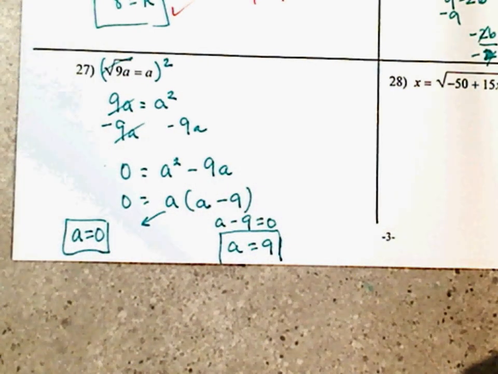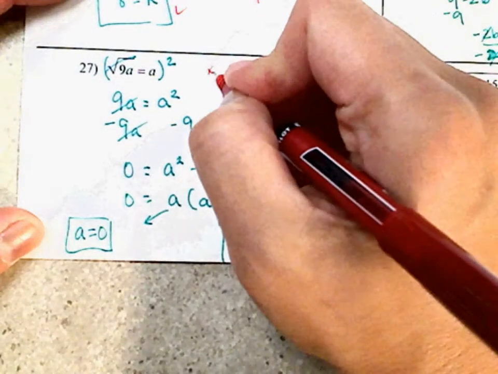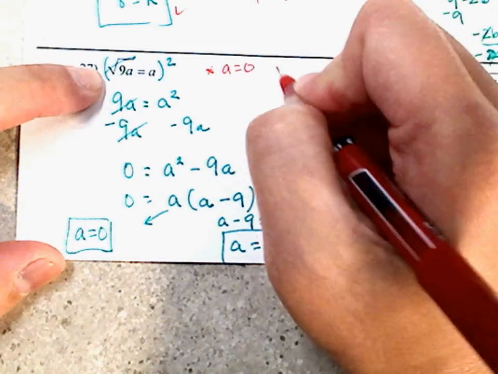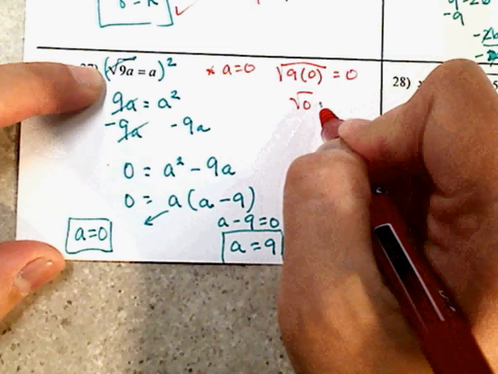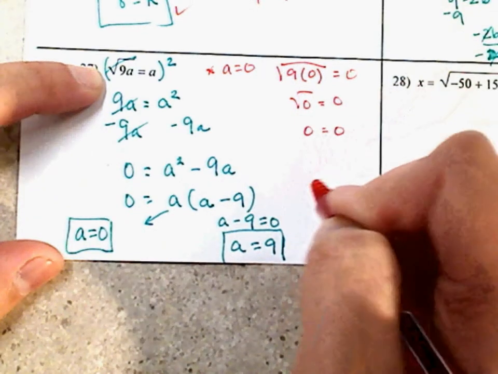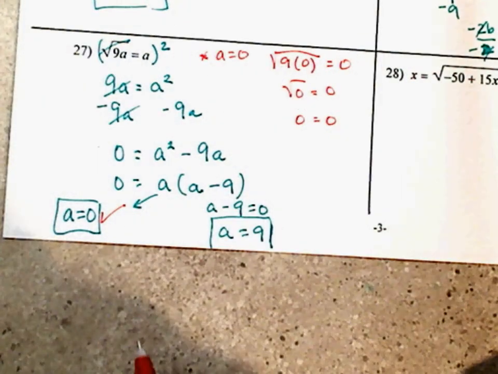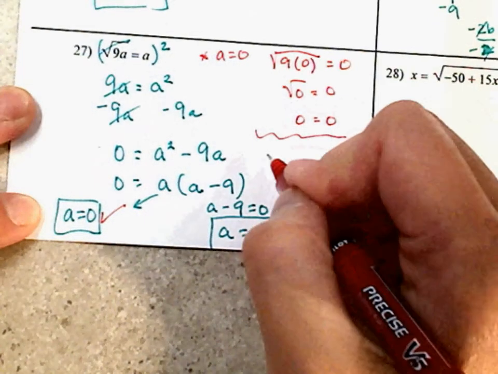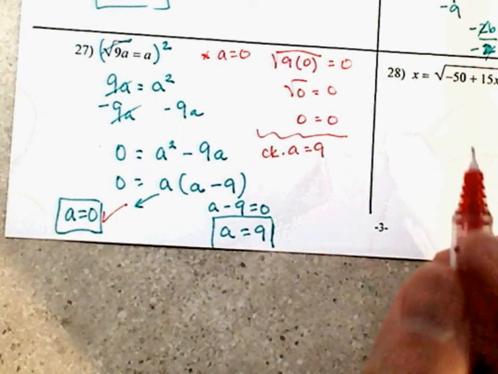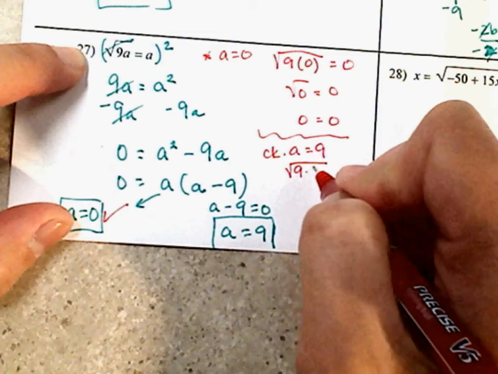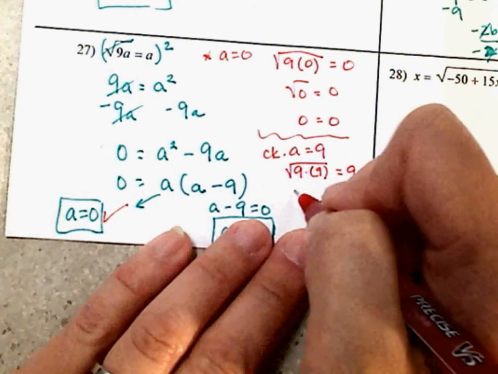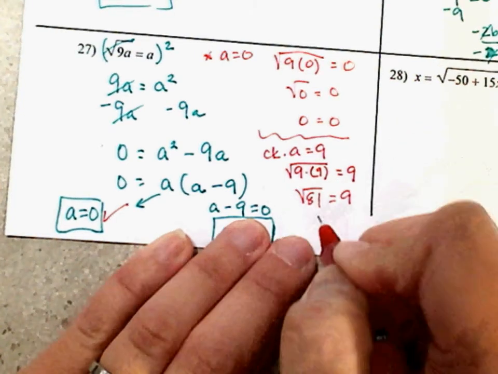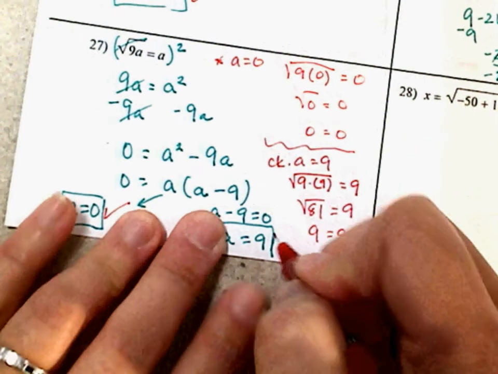Check your work, okay? Plug it back in. Here's my first one, where a is equal to 0. Square root of 9 times 0 is equal to 0. Well, what's 9 times 0? 0. Square root of 0 is 0. So this one works. Check the next one, where a is equal to 9, okay? Square root of 9 times 9 is equal to 9. I'm just substituting a. What is 9 times 9? 81. Square root of 81 is 9 equals 9. So this one actually has two answers.